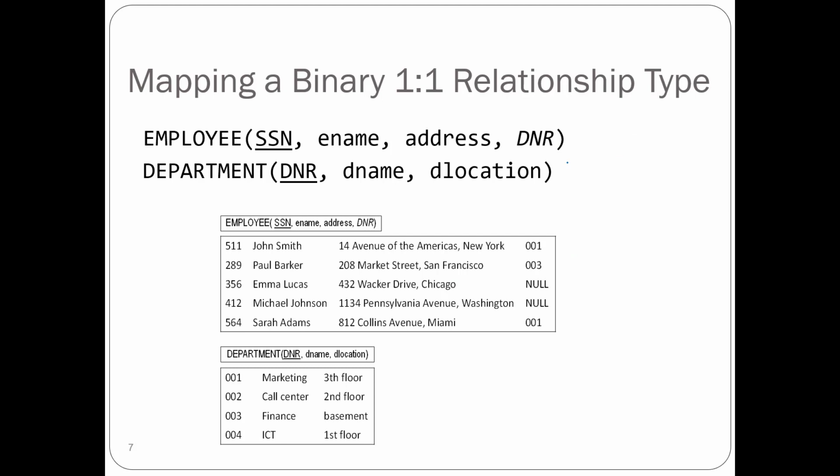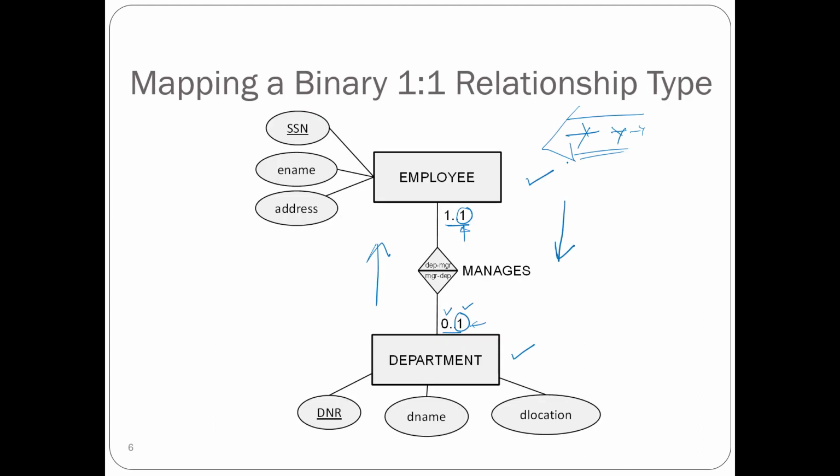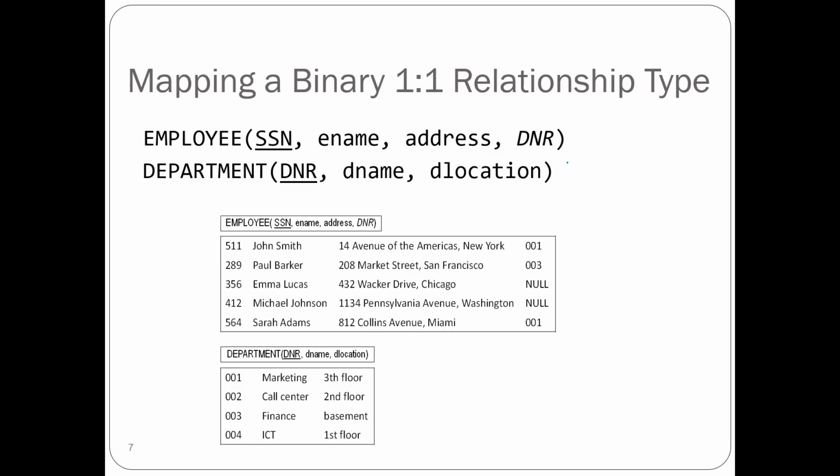implement this relationship in the relational data model? Well, there are two entity types involved, employee and department. So first we need to create the relations: one relation for the employee entity type and another one for the department entity type. Okay, so I would request you to pay attention to this part that I marked as A.